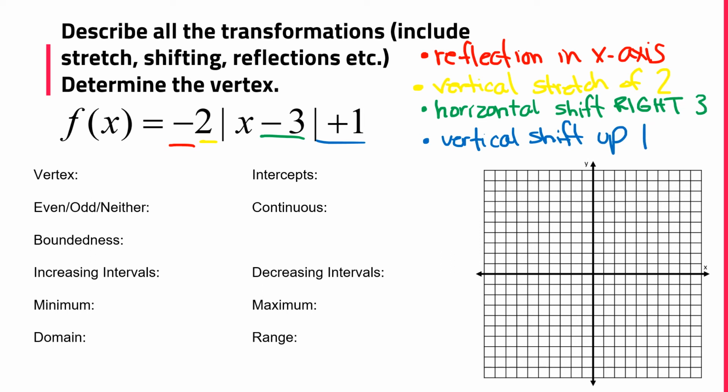I'm going to take care of some parent table first, okay? So, parent table is x: -2, -1, 0, 1, 2 and y: 2, 1, 0, 1, 2. Now, the red and the yellow, that whole factor out front can be taken care of in one move. They're both going to deal with the y's. So I'm going to multiply all the y's by -2.